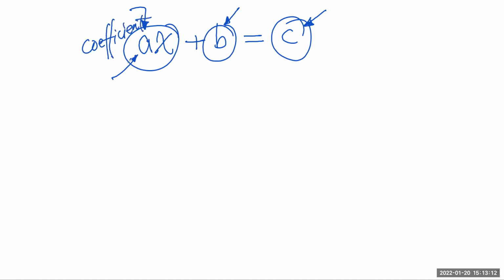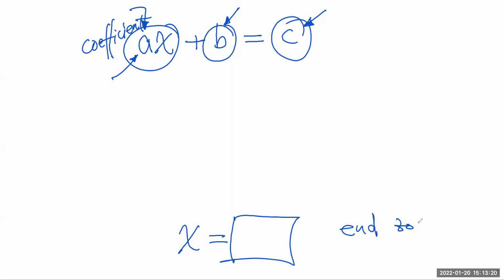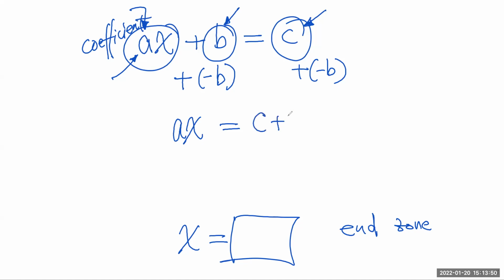So now we have to end up with x here, right? That's our end zone. So what we're going to do, follow the same process. We're going to add the opposite of b, which is -b. And then we know b plus -b is 0. It doesn't matter what the b is, but a number plus the opposite is 0. So what we got is ax on this side is c plus negative b, and we know this is the same as c minus b, right?